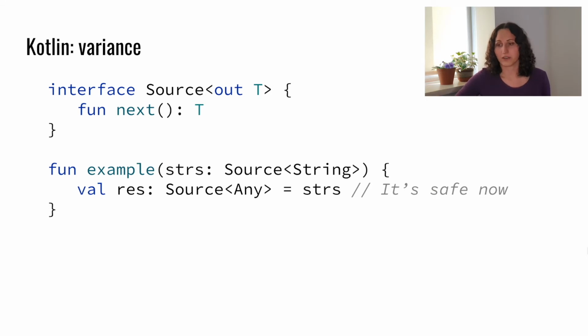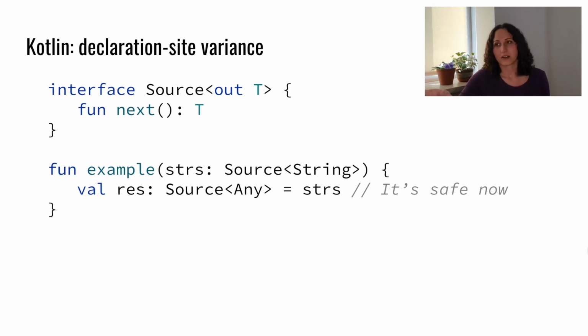And we can use the keyword out. Now this operation is safe, that's great, and it's the equivalent of Java's wildcard types. It's called declaration-site variance because you can see we use this keyword inside our type declaration. In the case of Java, it was use-site variance, because we use the wildcard in a place where we use this type, where we create an instance of our type. But here we use it during our declaration.